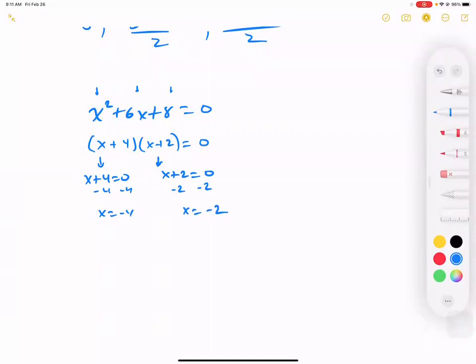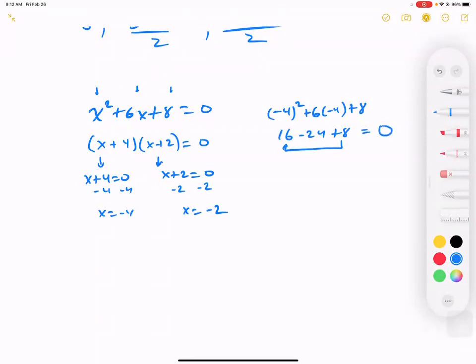If I want to double check, if I plug in negative 4 squared plus 6 times negative 4 plus 8, this is 16 minus 24 plus 8. Hopefully you notice that 8 and 16 add up to 24. So 24 minus 24 is 0. So we did solve for 0.